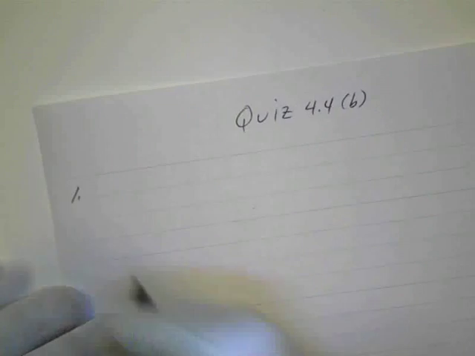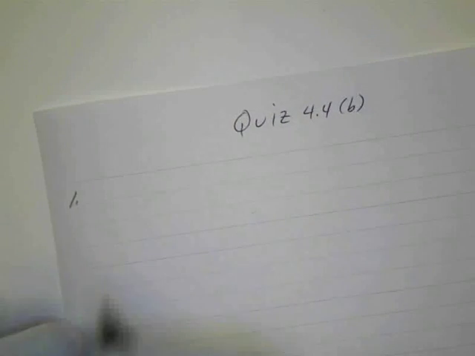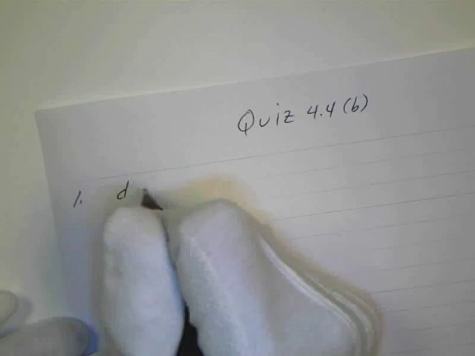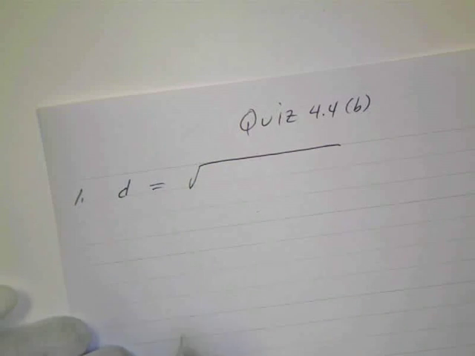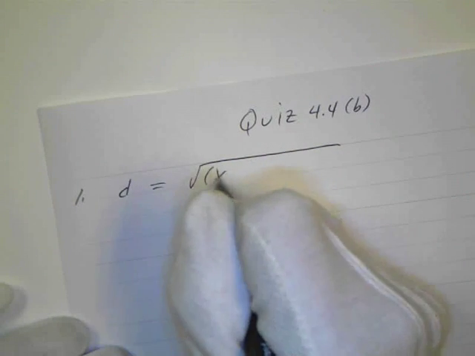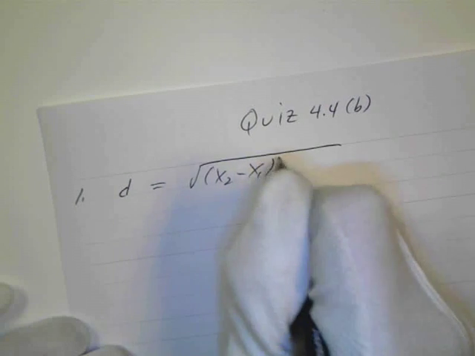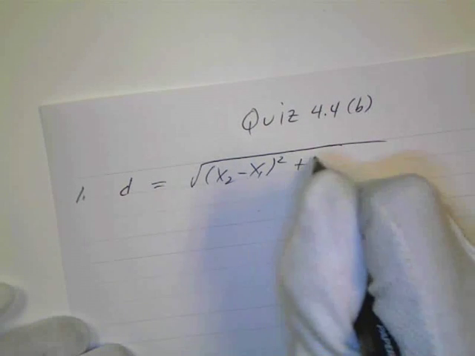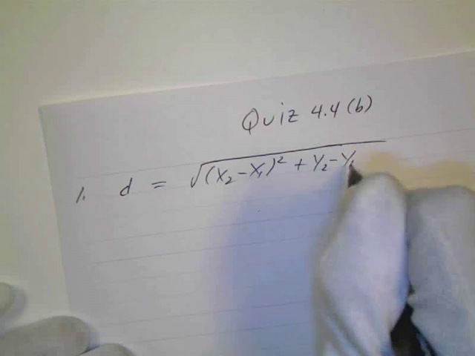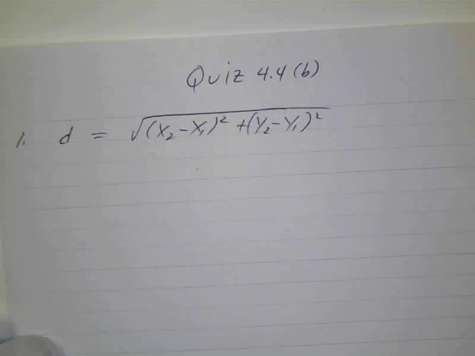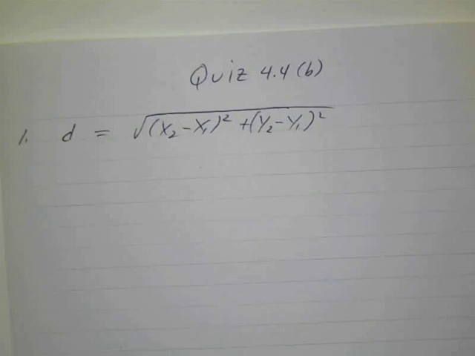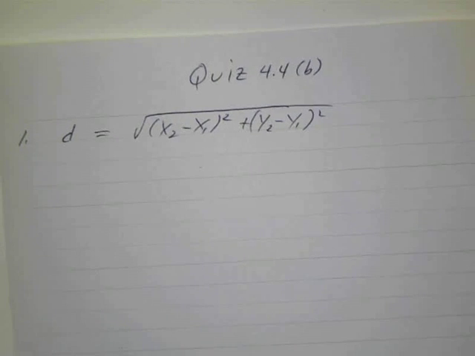And I hope you remember the distance formula. We've got 2 points, x and y. Distance equals the square root, kind of like the Pythagorean theorem, of (x2 minus x1) squared plus (y2 minus y1) squared, and that would give you the distance between the 2 points (x1, y1) and (x2, y2). All right? So we're going to kind of put this in.